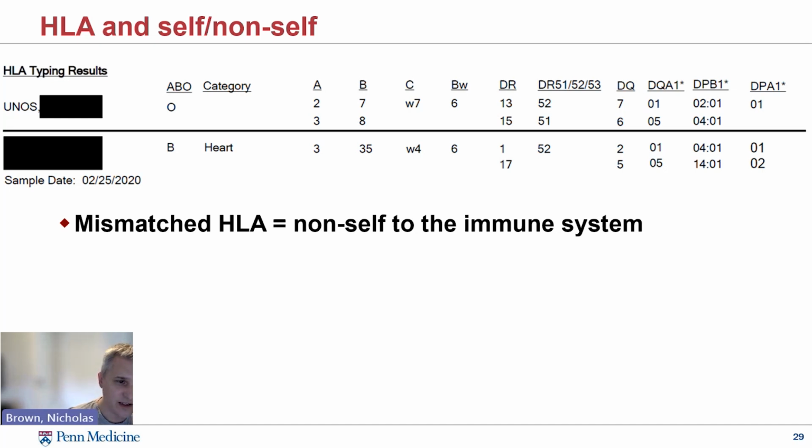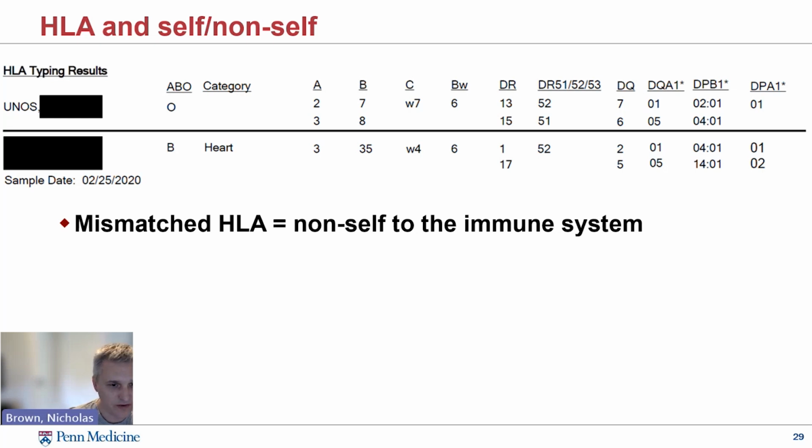So what I'm showing here is a heart donor typing up here, and this is the patient down here. If you look at just the first antigen, HLA-A, you can see that the patient has an A3 antigen, and the donor has an A2 and an A3. Well, this A3 in the donor is going to be seen as self by the patient, but this A2 is going to be seen as non-self. So that is a potential that the patient will view this A2 as a non-self protein and potentially make an immune response to it.